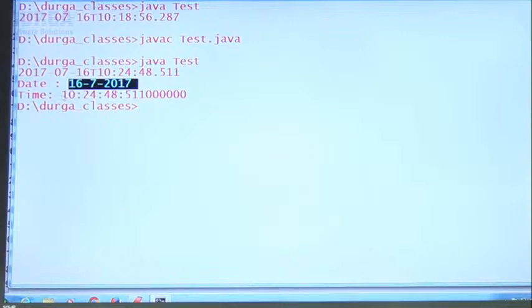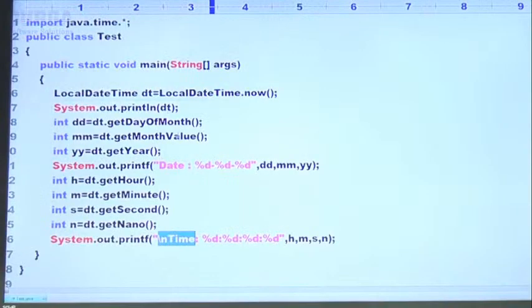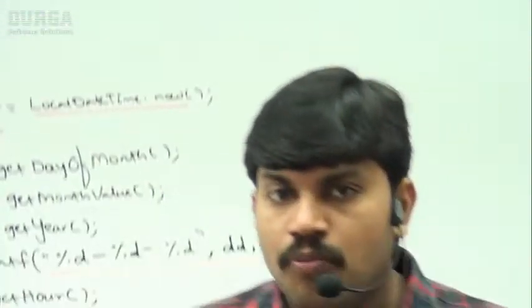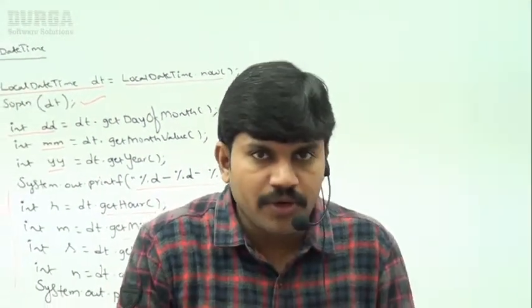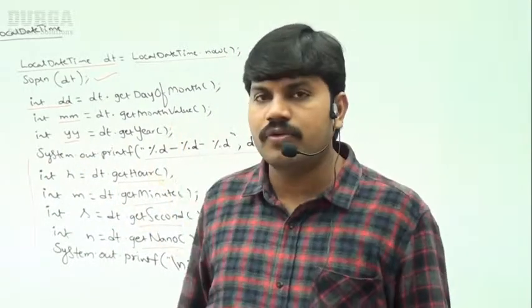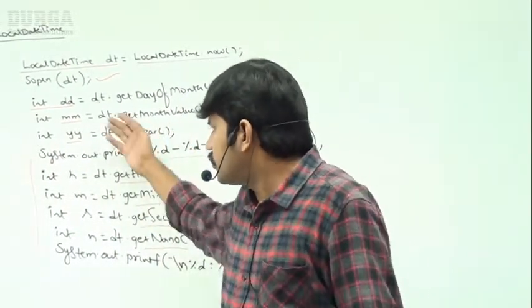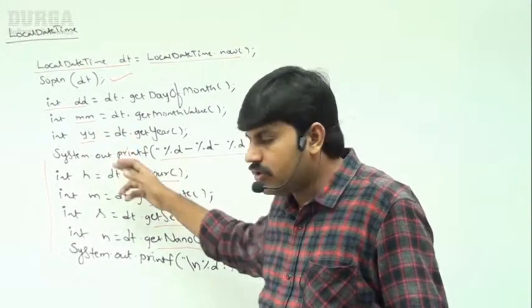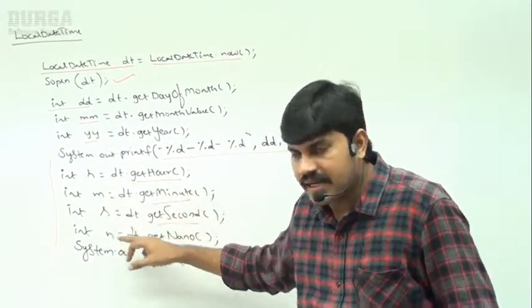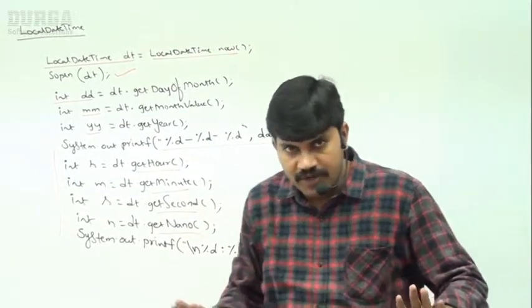16/7/2017. Next time 10/24/48, like this. Is it clear for all of you? So how to represent both the date and time on a LocalDateTime object? Okay, current time only I'm talking about. Which methods do we have to use to get the day value, month value, year value? Which methods do we require to get hours, minutes, seconds, and nanoseconds? Clear for all of you?